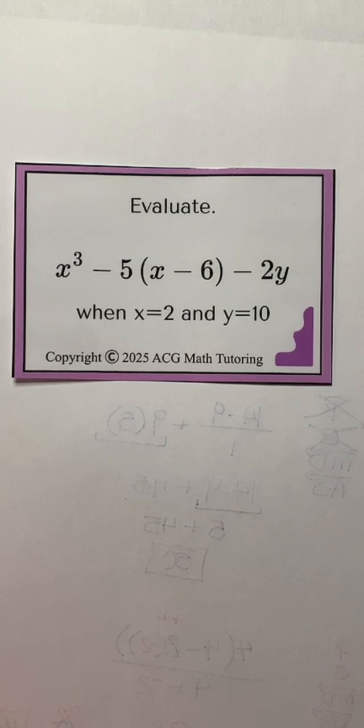All right, so let's evaluate. Let's see what we got. Okay, so we have x cubed minus 5 times x minus 6 minus 2y when x equals 2 and y equals 10.